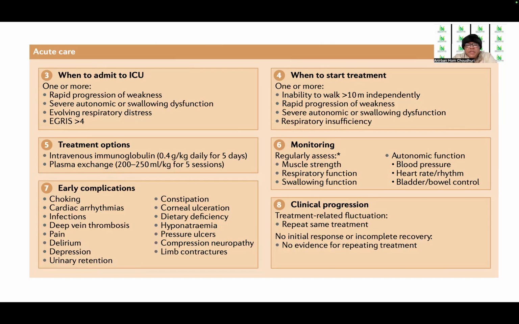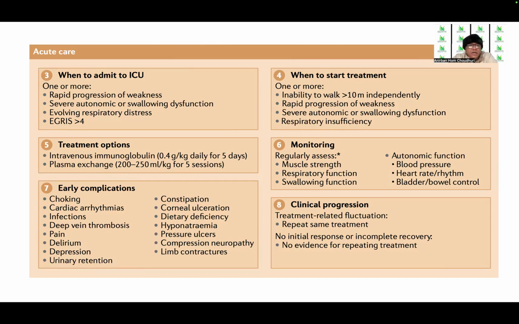When to start treatment, again one or more: inability to walk more than 10 meters independently, rapid progression of weakness, severe autonomic or swallowing dysfunction, and respiratory insufficiency. Treatment options, as I told, are either IVIG, that is 0.4 grams per kg daily for 5 days, or plasma exchange 200 to 250 mL per kg for 5 sessions. Monitoring: regular assessment of muscle strength, respiratory function, swallowing function, and autonomic function in the form of blood pressure, heart rate and rhythm, and bladder and bowel control.